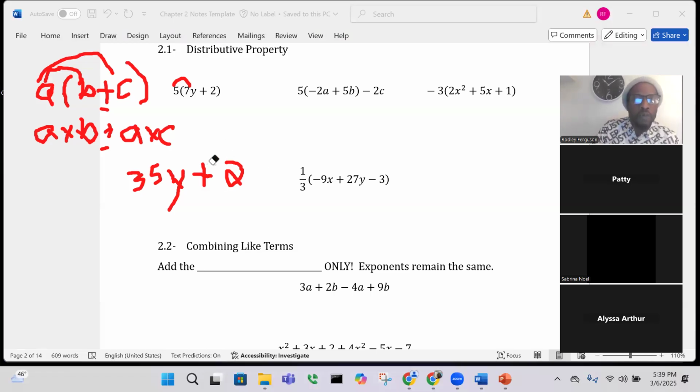The 2 must be multiplied by 5. Let me get rid of that 2. The 2 must become 5 times 2, which is 10. That is the correct answer. I guarantee in the multiple choice, you will see 35y plus 2 as one of the choices, probably choice A, because it's one of those glaring wrong answer errors. All right, I'll do another one.